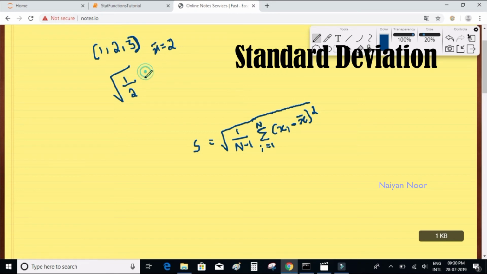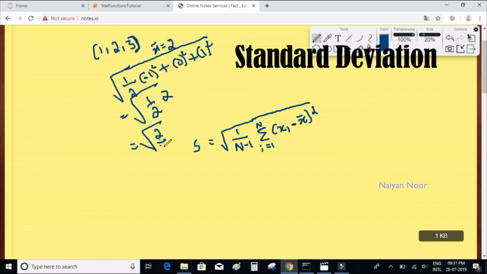So minus 1 the whole square, plus, what is the next element? It is 2. 2 minus 2 the whole square is 0, 0 square, plus 3 minus 2 is 1, so 1 square. If we evaluate this further, it is 1 divided by 2 into, what is 1 plus 0 plus 1? It is equal to 2. So it is square root of 2 divided by 2, which is square root of 1. So the standard deviation for these numbers is equal to 1.